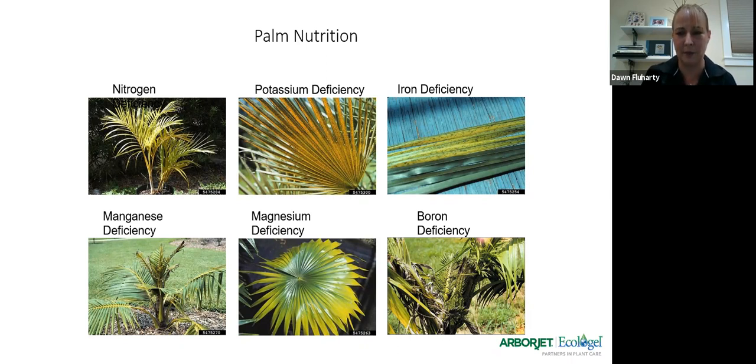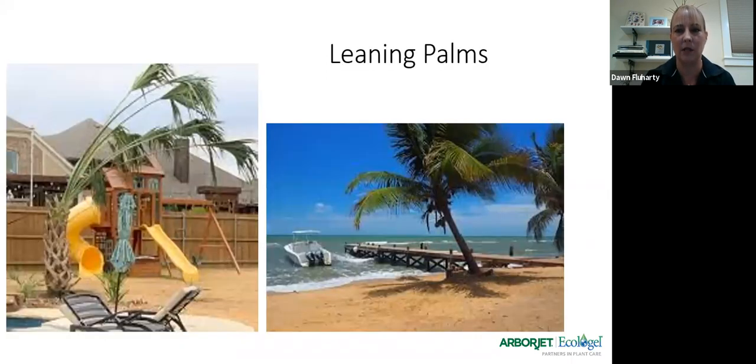Make sure you're keeping them away from trees, because I would say that's been one of my number one challenges over the last 2 years, herbicide damage on trees. So let's talk about one last thing here, and that's the fabled leaning palms.